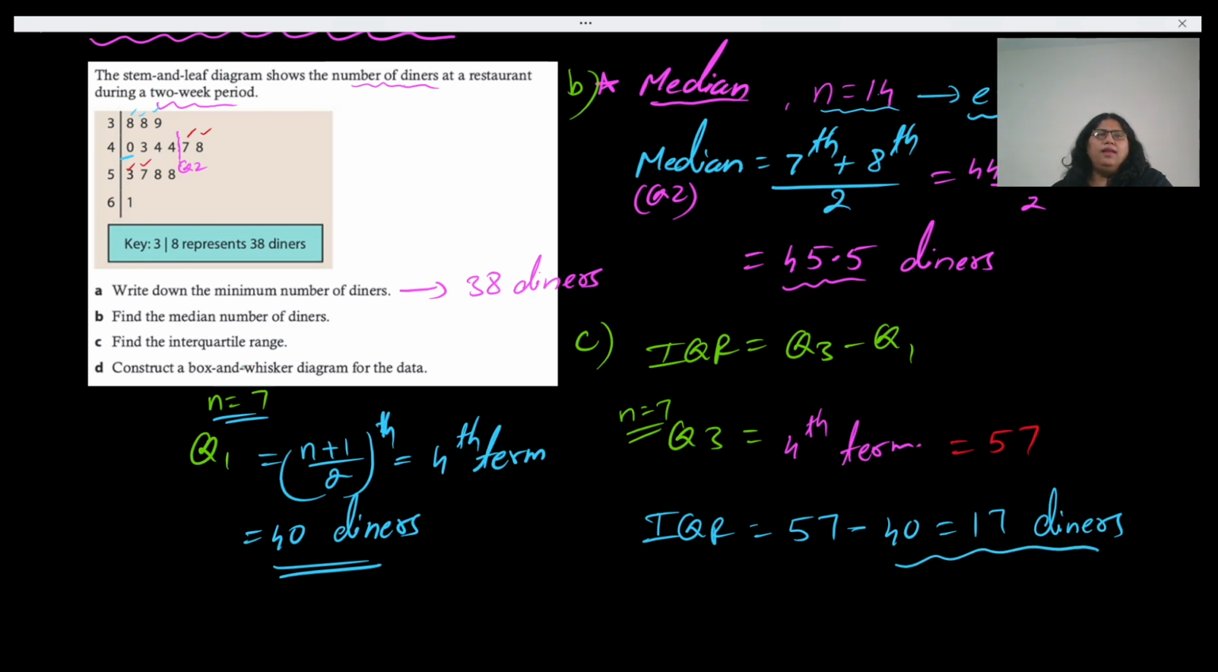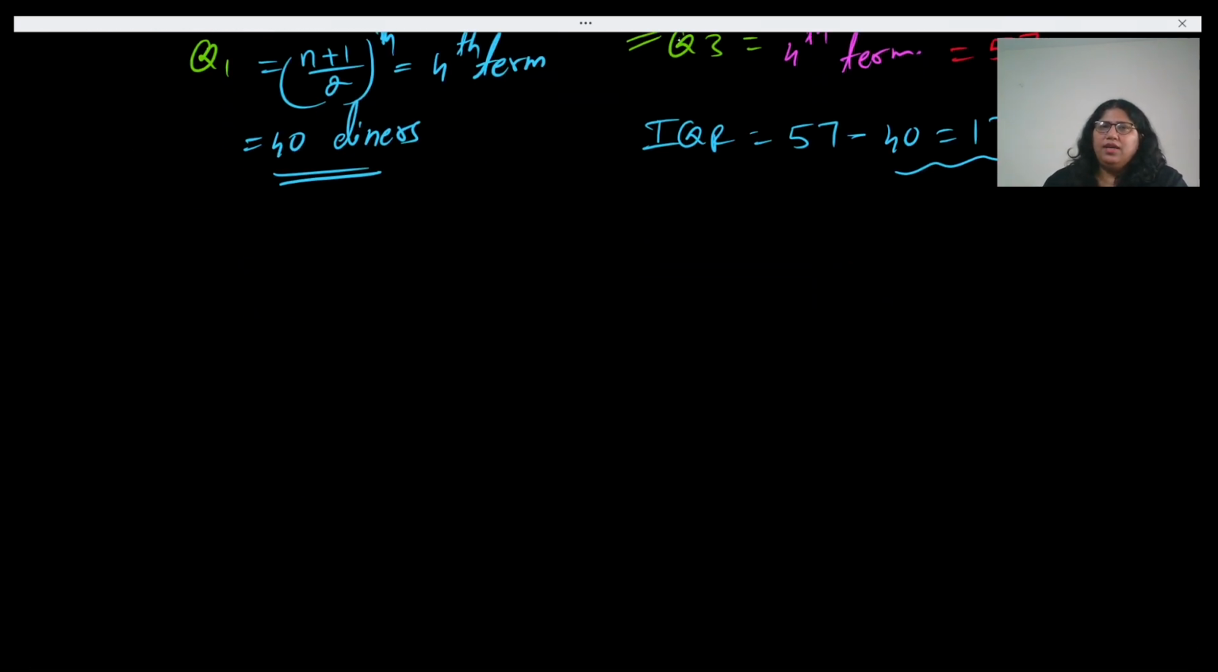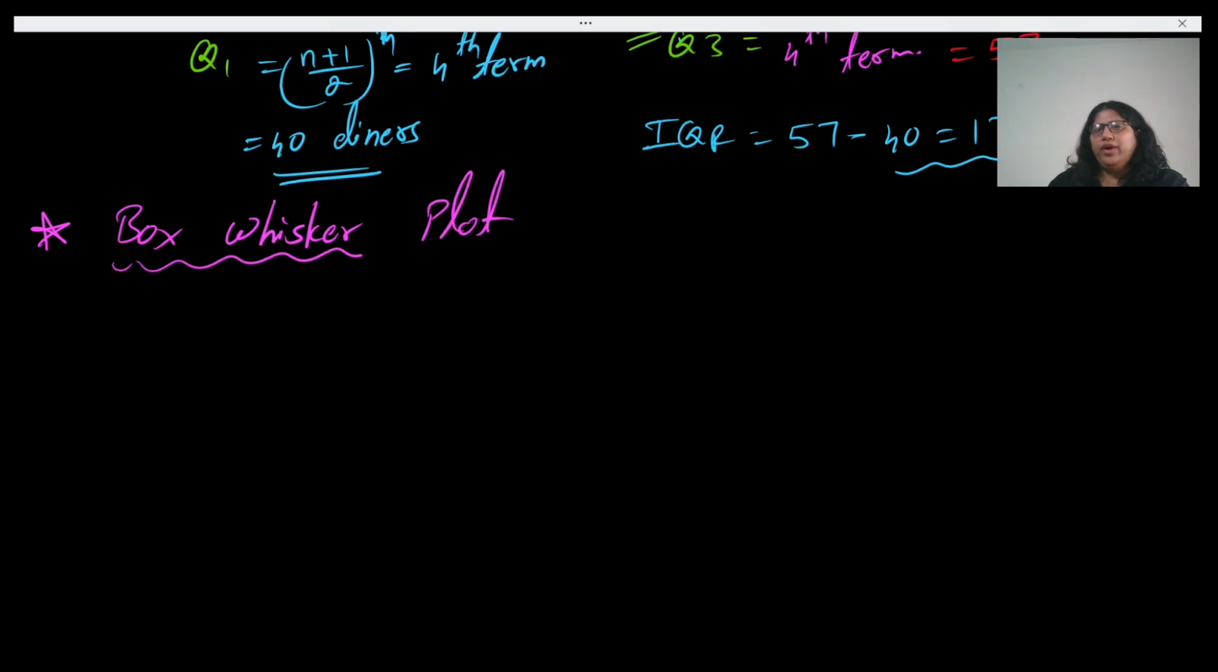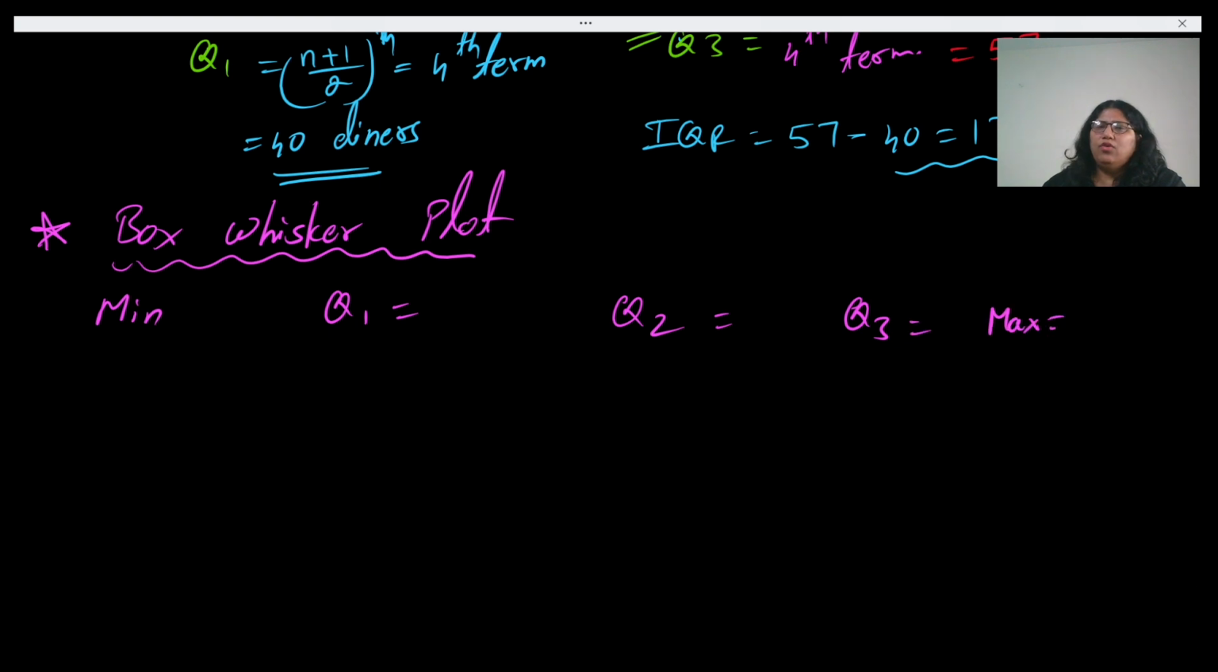Now again you have to construct the box whisker plot for this. So what do we need to remember here? The 5-point summary, because whenever you make a box whisker plot, you use the 5-point summary. And in the 5-point summary, what is the first thing? You should have the minimum value, Q1, Q2 which is the median, then Q3 which is the upper quartile, and then the maximum value of the data. Now, what is the minimum value of the data here?